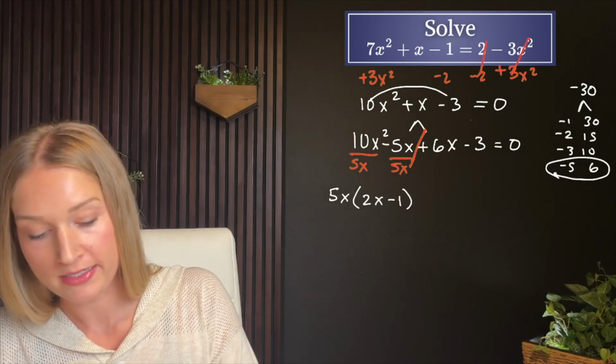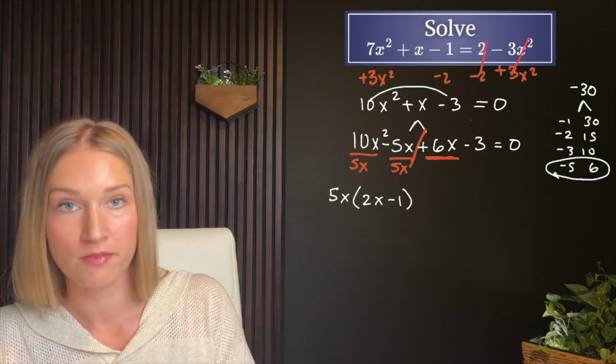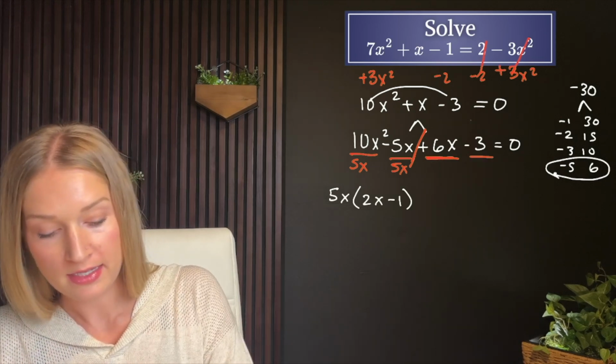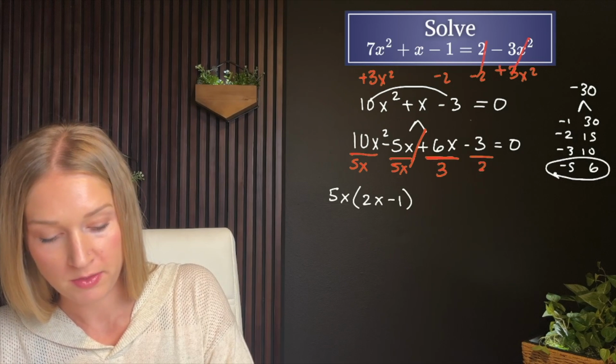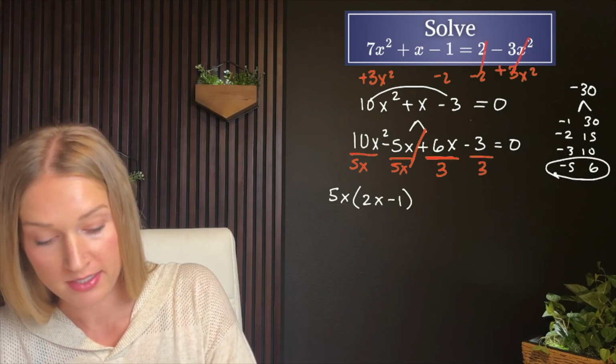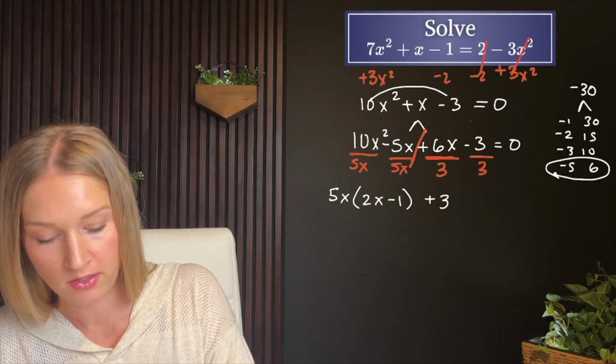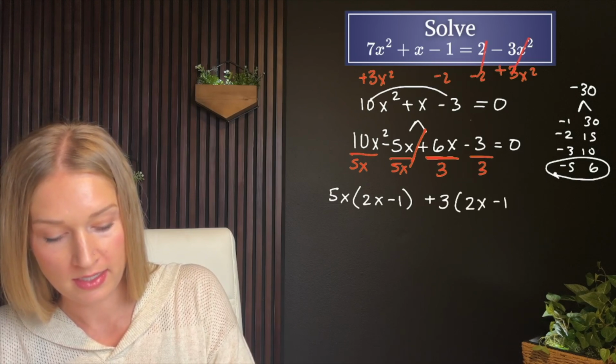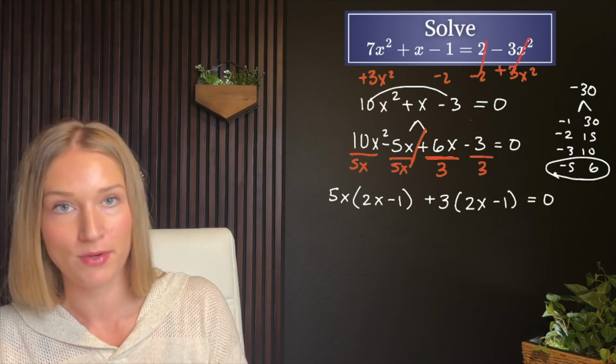On the right-hand side, I see that this 6 is positive, so whatever I'm going to take out is going to be positive. And I see that 6 and 3 have a 3 in common. So I divide them both by, again, a positive 3, so I'm going to write that plus 3. 6x divided by 3 is 2x, and then I get a negative 1. It still all equals 0.